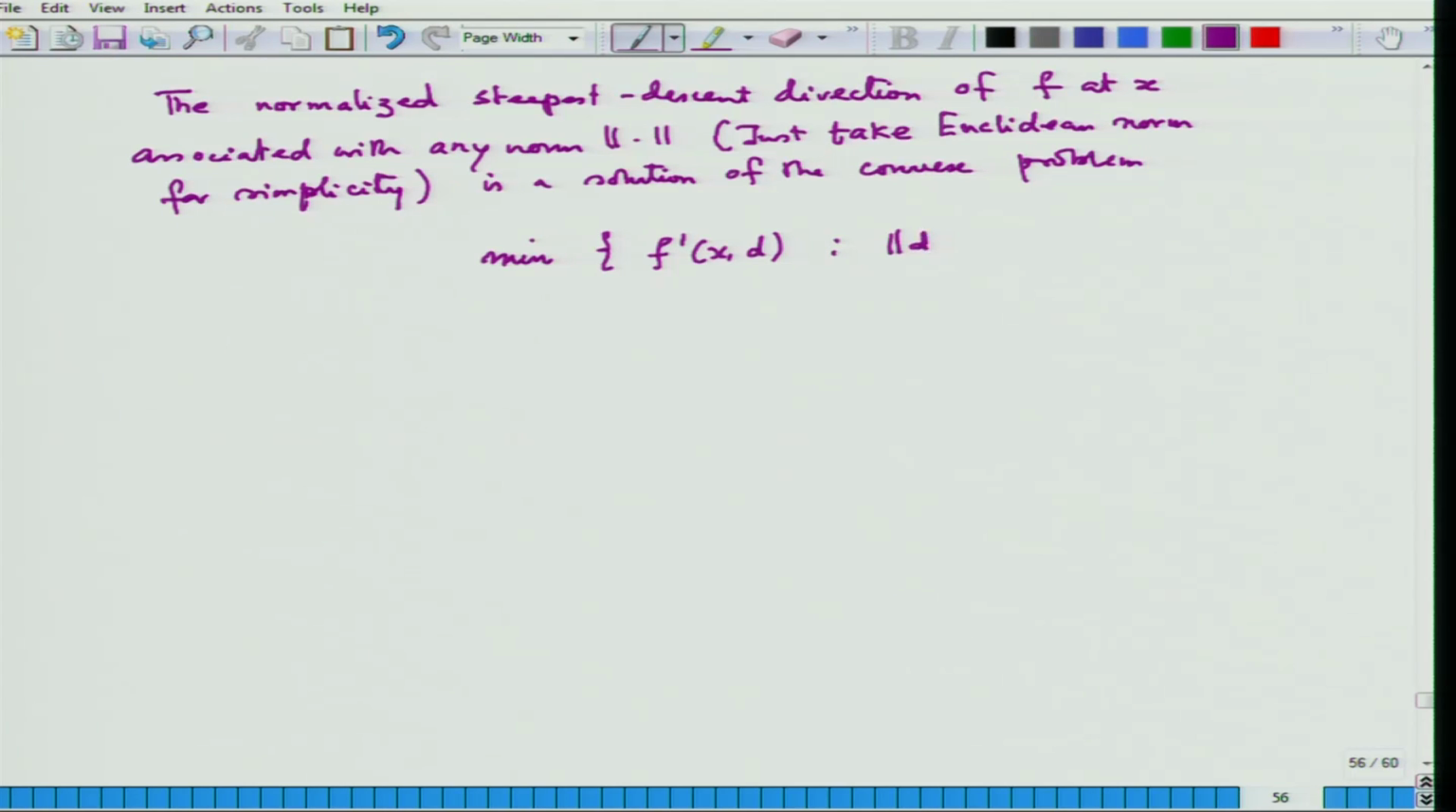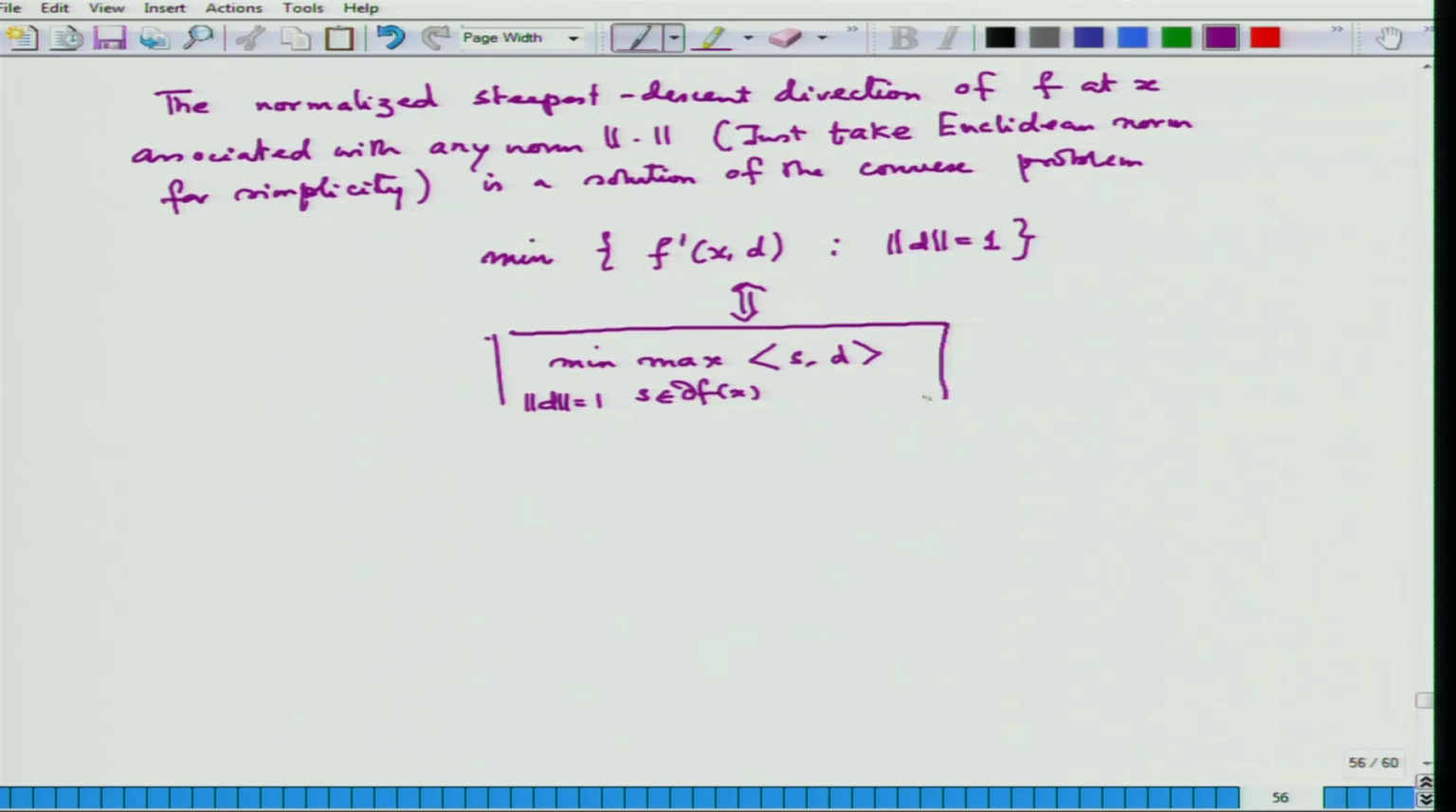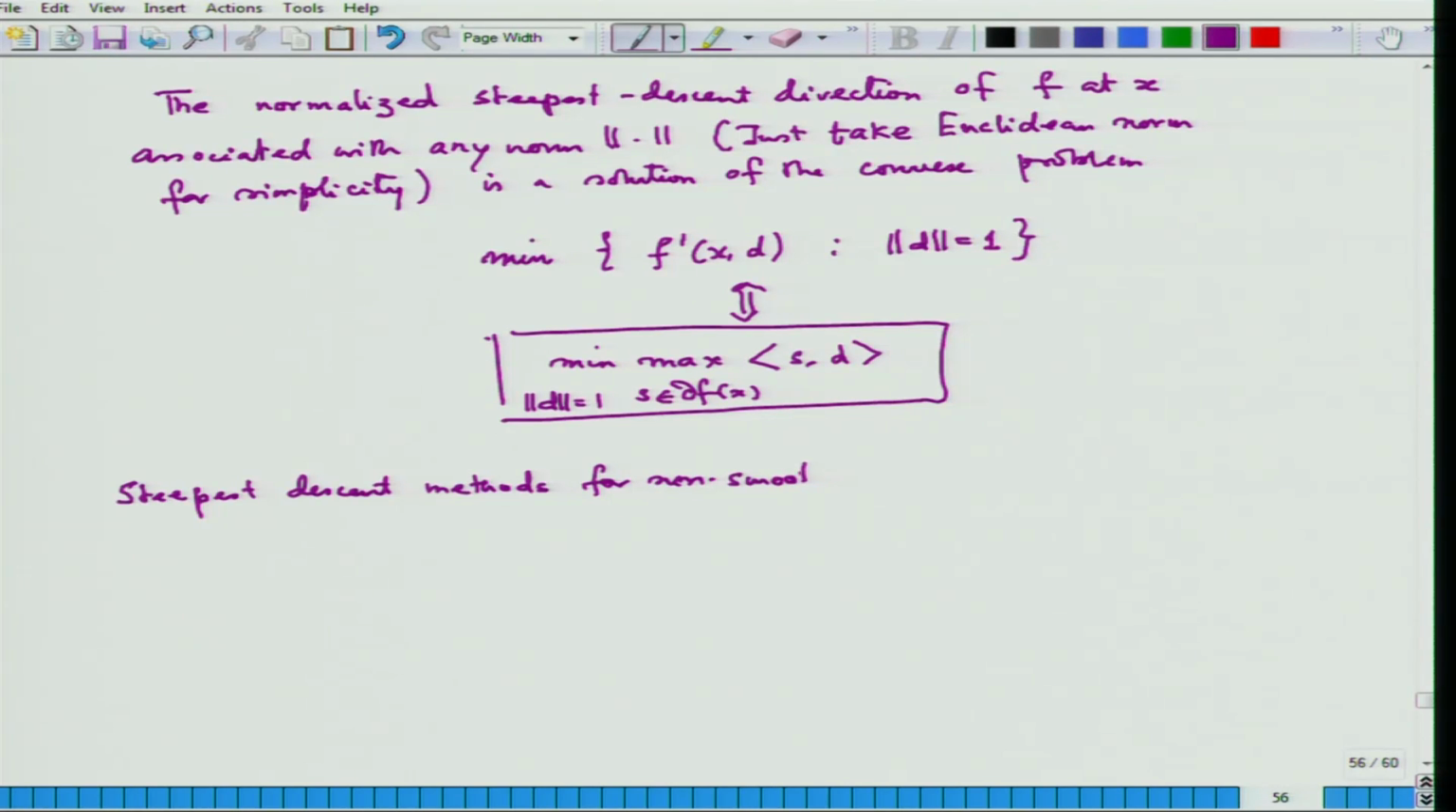And we can of course take norm d equal to 1 because we have normalized. So, this will be a compact set over which we are minimizing a continuous function. You can also take norm d less than or equal to 1, it does not matter. So, this problem is equivalent to the problem, these two problems are the same. It can also be thought of as a min-max problem. Now, this idea can lead us to what is called the steepest descent method for non-smooth convex functions.